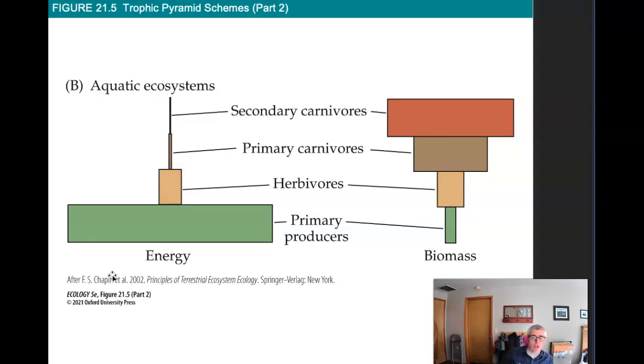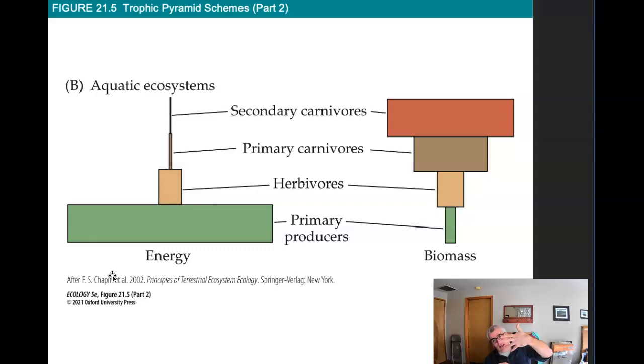And then going on to primary carnivores, in this case would be things like fish that eat zooplankton, herring, anchovy, etc. And then secondary carnivores, salmon. Again, in aquatic systems, we can have higher trophic levels. It's easier to have higher trophic levels than it is in terrestrial systems. So here we could have a phytoplankton being eaten by a zooplankton that's being eaten by a herring that's being eaten by a salmon. So that gets to our secondary carnivore. That's our fourth trophic level.